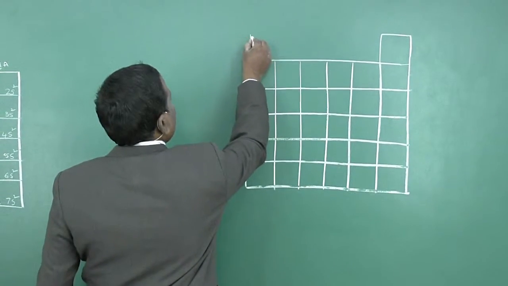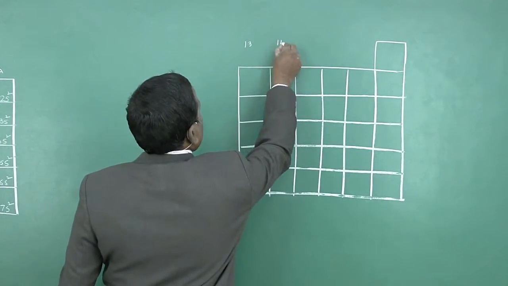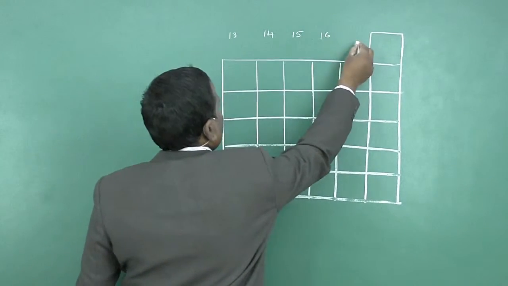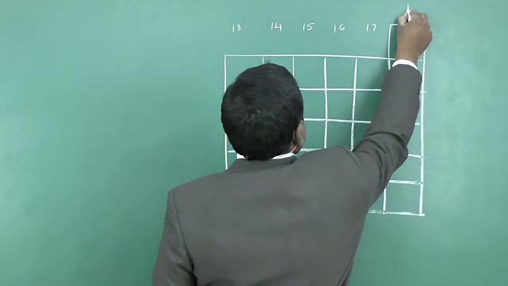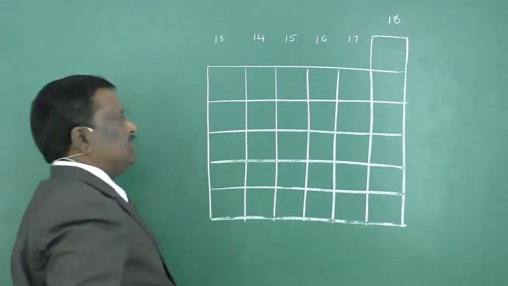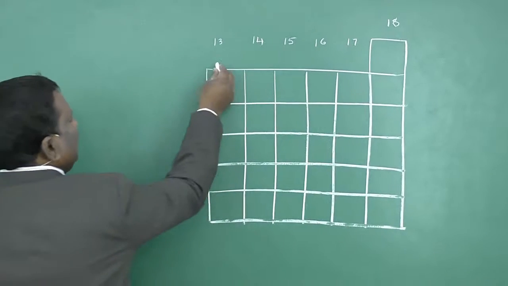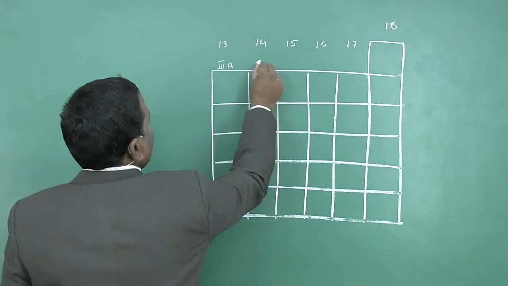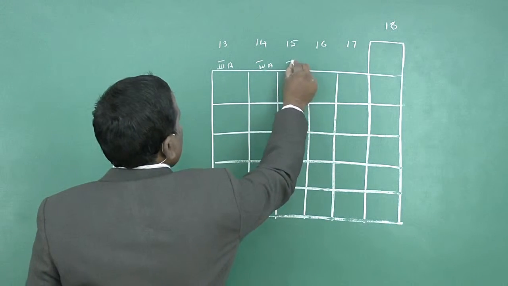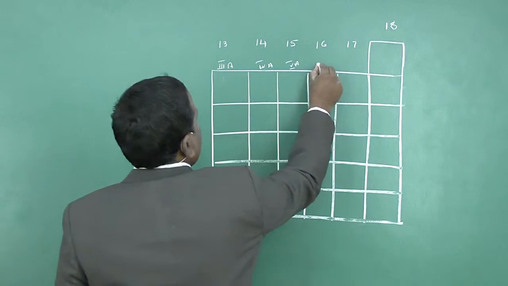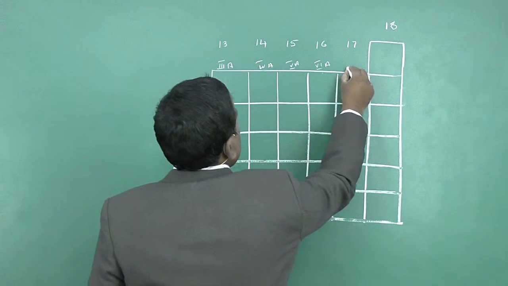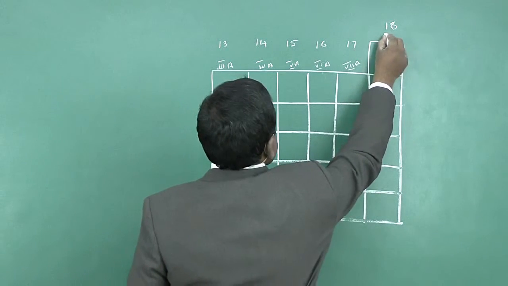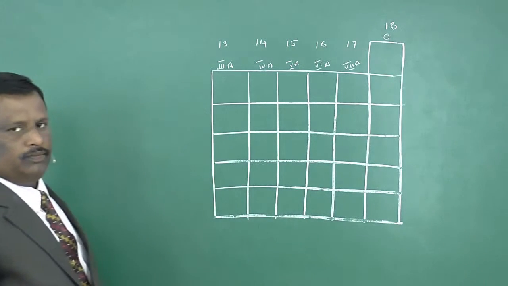This is 13th group, 14th group, 15th group, 16th group, 17th group and 18th group. In the CAS system, the same groups are designated as 3rd A, 4th A, 5th A, 6th A, 7th A and 0 group. Don't get confused.